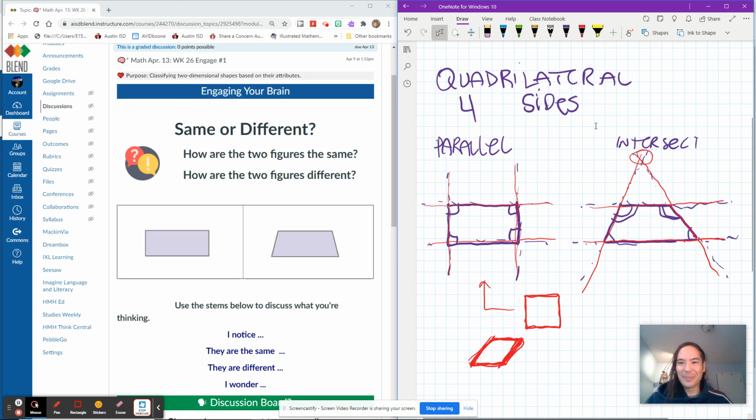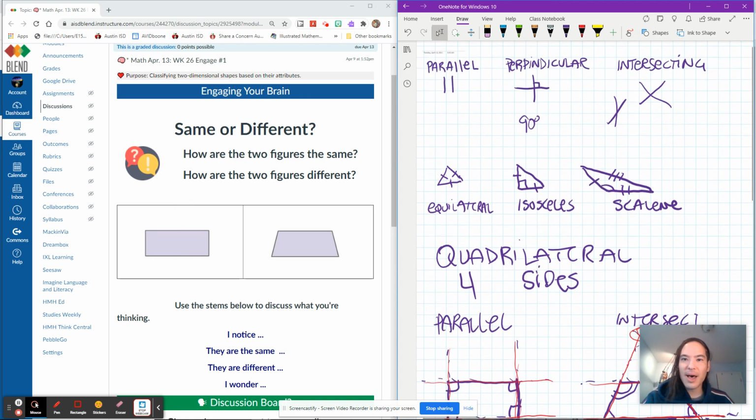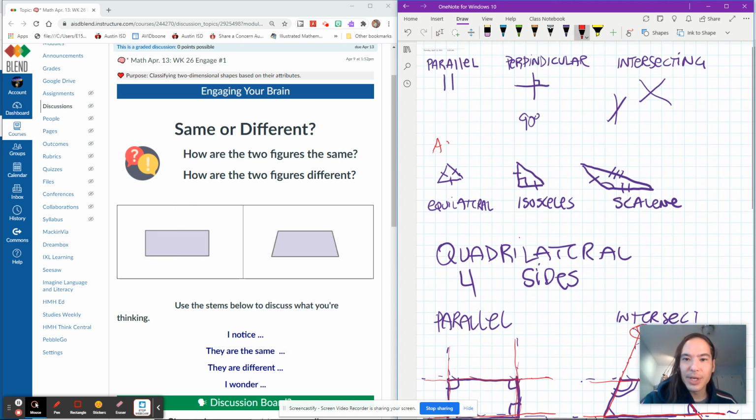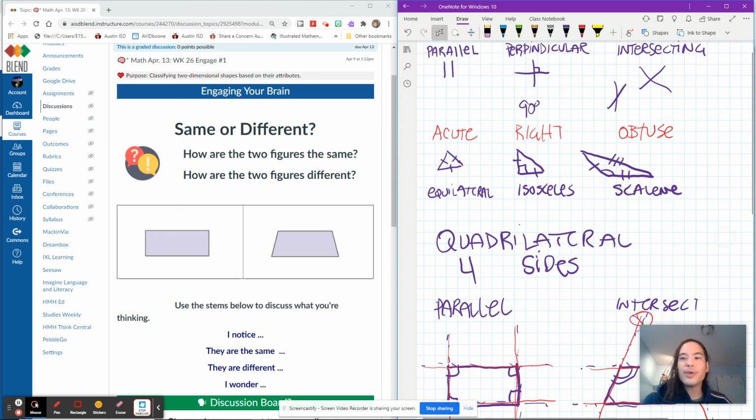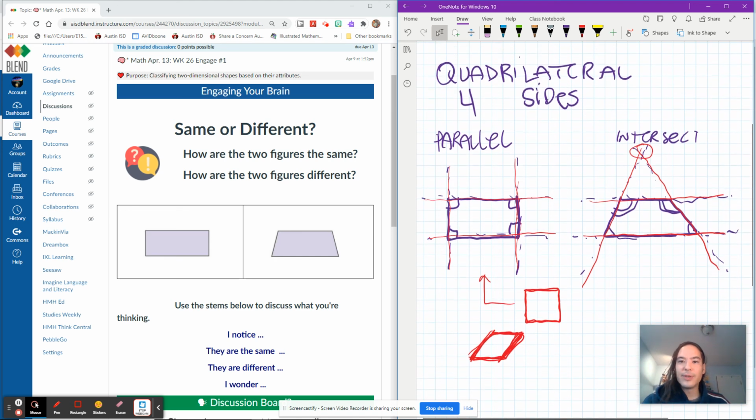All right, so just remember these words are going to come up a lot. Also, we should put in the words acute, right, and obtuse. These are words that we're going to use quite frequently: parallel, perpendicular, intersecting, acute, right, and obtuse, equilateral, isosceles, and scalene. And as you can see, we can even use words like parallel and intersecting to explain what we're looking at with quadrilaterals.